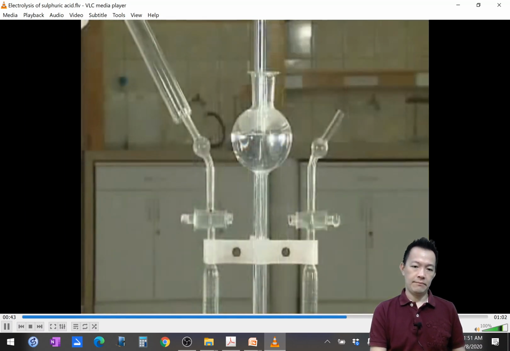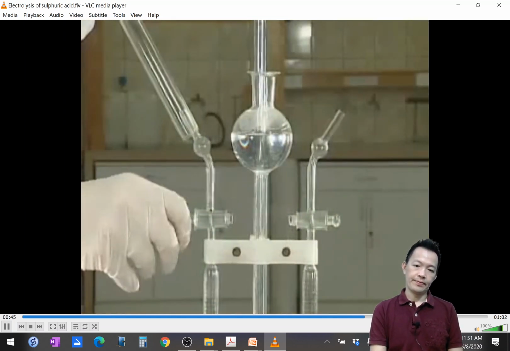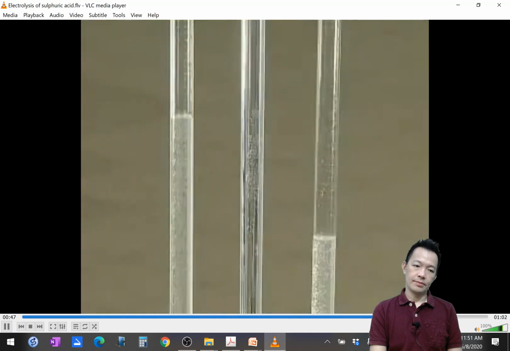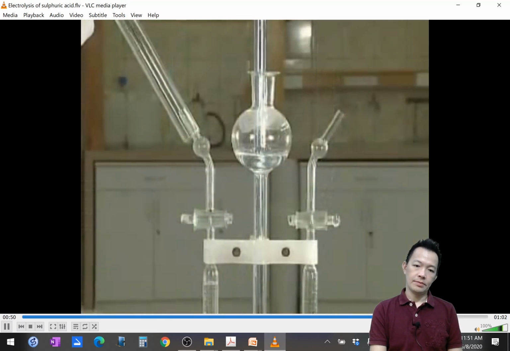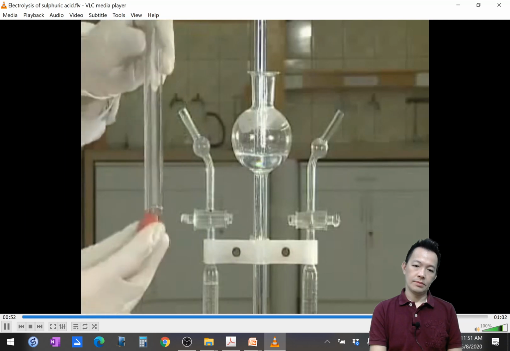To identify the gaseous products of the reaction, we collect each gas in a test tube and check its behavior in the presence of a glowing splint.